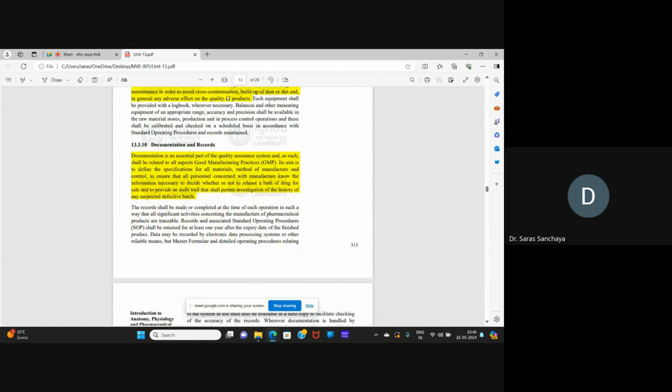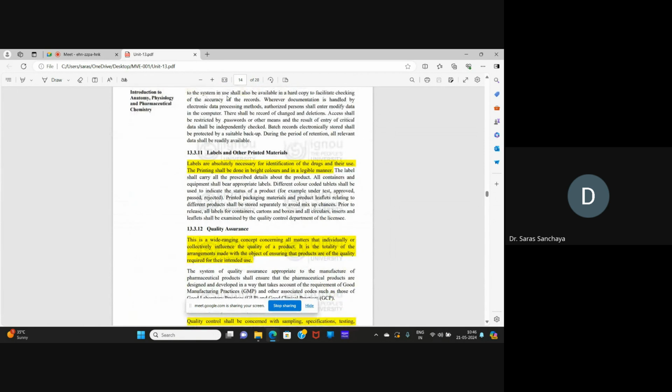Then documentation and records, which is very important. Documentation is an essential part of the quality assurance system and as such shall be related to all aspects of good manufacturing practices. Its aim is to define the specifications for all materials, method of manufacture and control to ensure that all personnel concerned with manufacture know the information necessary to decide whether or not to release a batch of drug for sale and to provide an audit trail that shall permit investigation of the history of any suspected defective batch.